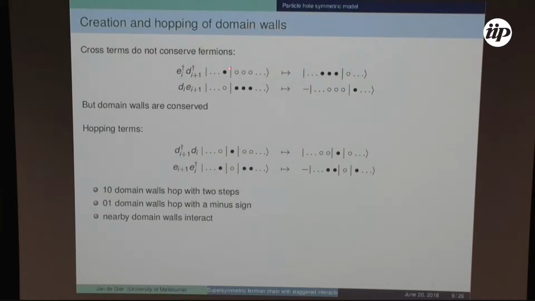And then you can do something similar with domain walls that separate a single hole. Okay, so we have that. In summary, we have domain walls of this type. We call them 1, 0. So they are domain walls between a filled region to the left and an empty region to the right, and they can move 2 steps to the right or 2 steps to the left. We have 0, 1 domain walls where the empty region is to the left and the filled region to the right. They hop either to the right or left, but they have a minus sign because of the fermionic nature. And then there are these interaction terms.